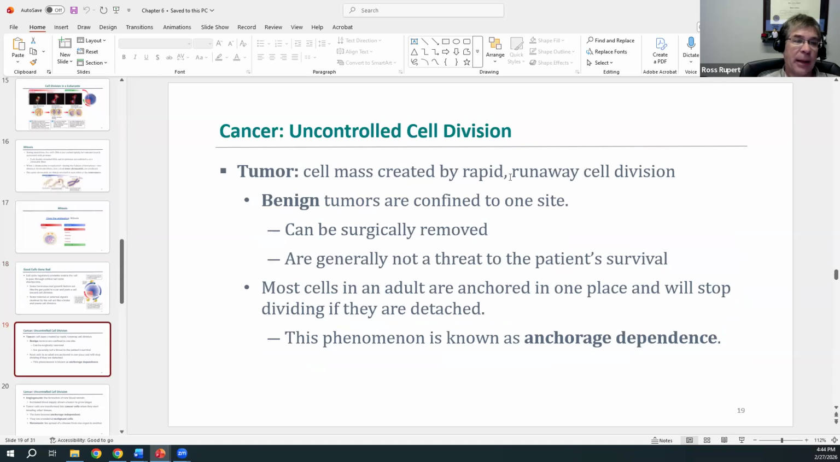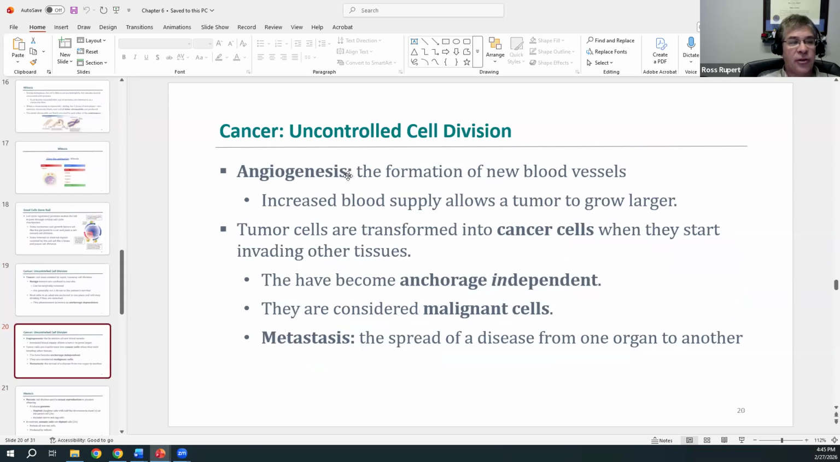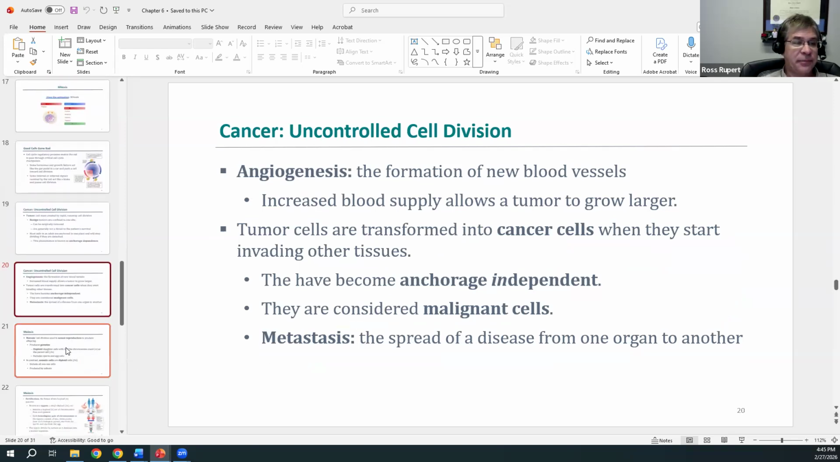Tumors are a mass of rapidly runaway cells. They're benign if they stay in one site. That's why someone could say to you, it's a tumor, but it's not cancerous. That is called anchorage dependent. Angiogenesis is how it supplies itself with new blood vessels, and then it is cancerous. Those are called malignant. And then if they spread, that's called metastasize.